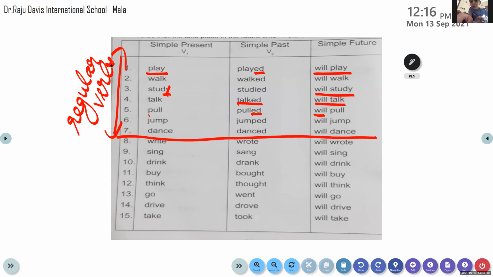Yes, my dear. Ma'am, today English grammar. Yes, class test only. Wait.